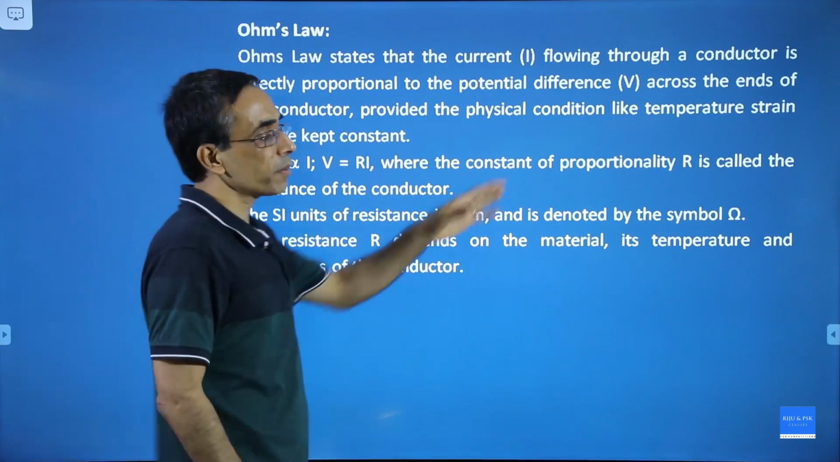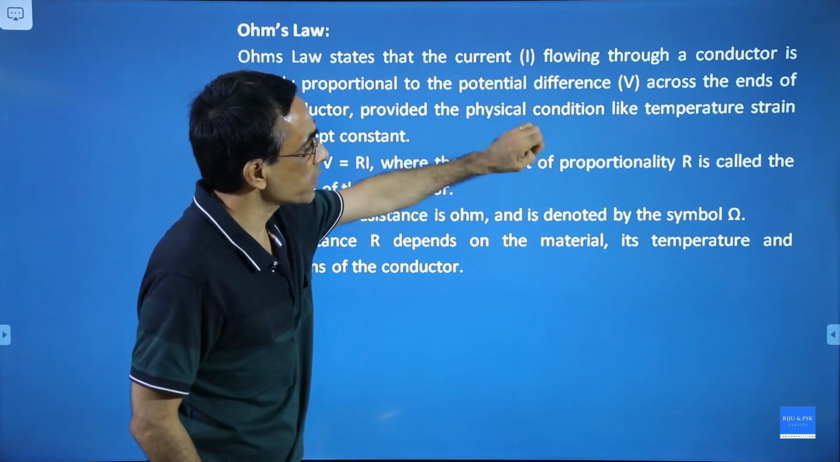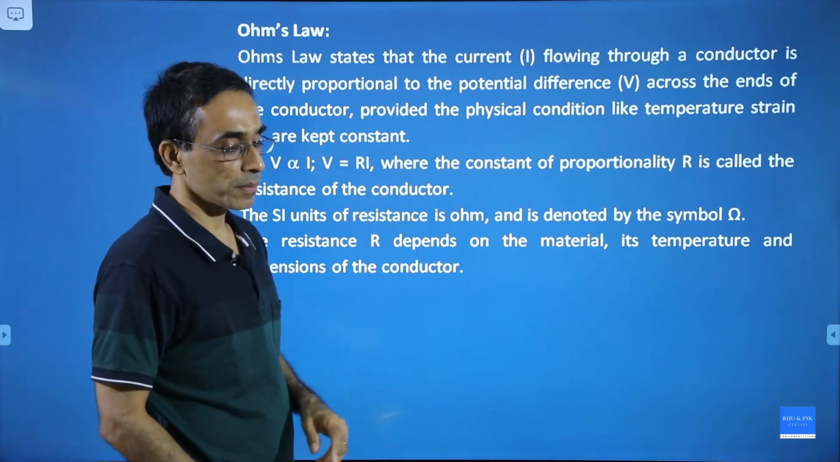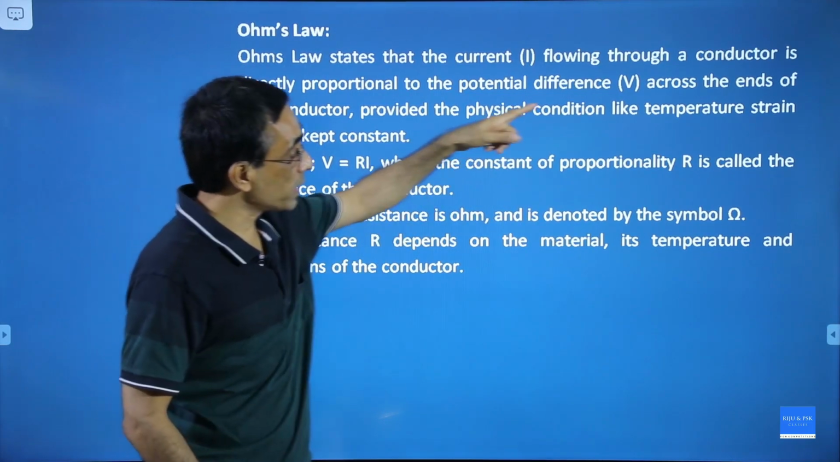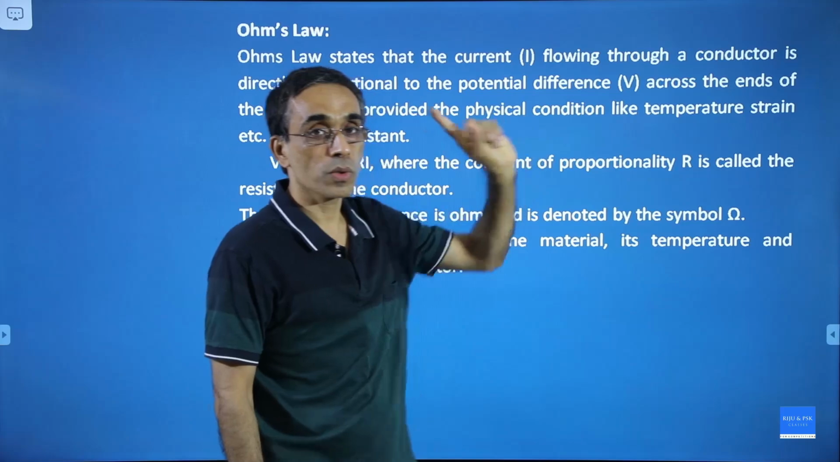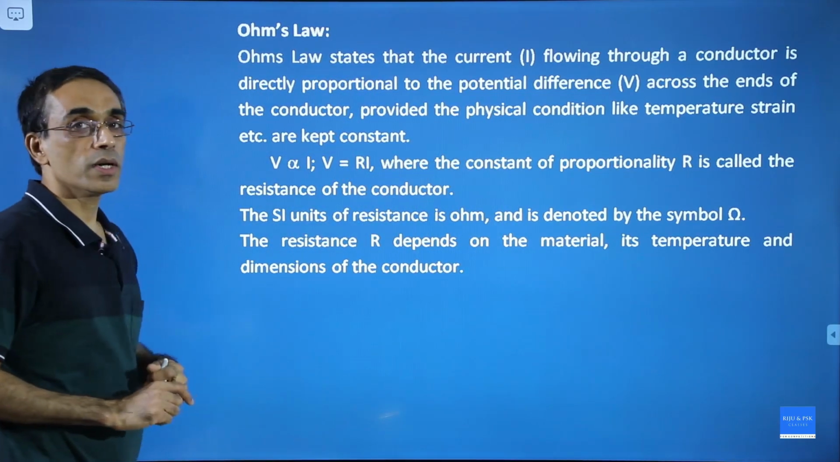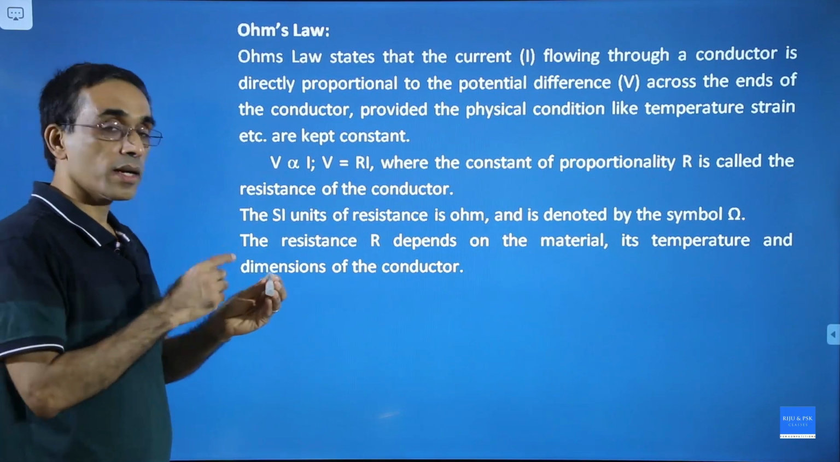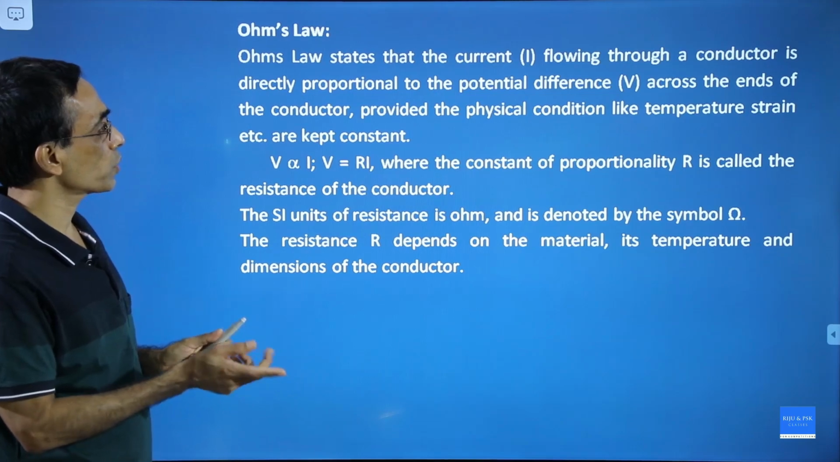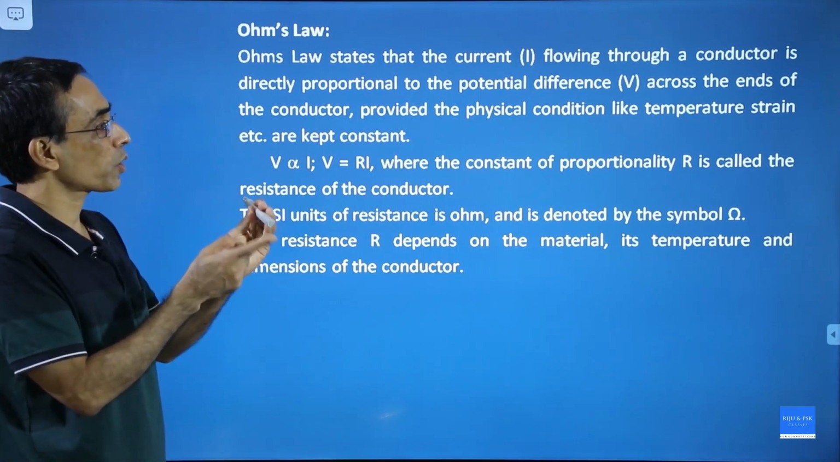You do not have to use the term strain to get full marks. Okay. Simply say temperature is constant, that is sufficient. But if you do not mention the condition of temperature, then this law is not correct. So, what is Ohm's law? Electric current through a conductor is directly proportional to the potential difference across the two ends.